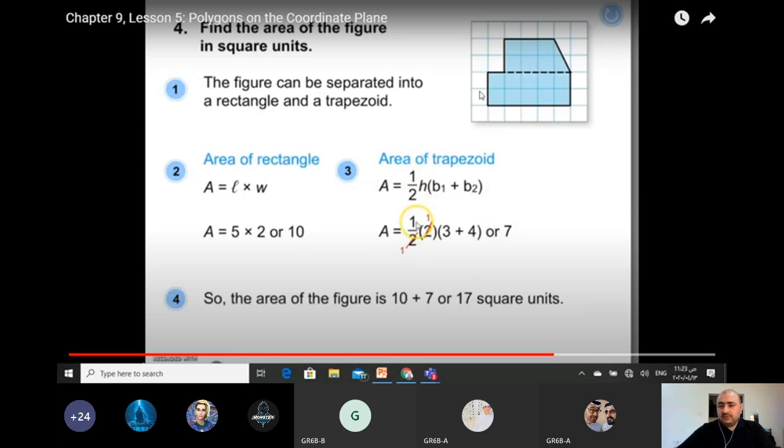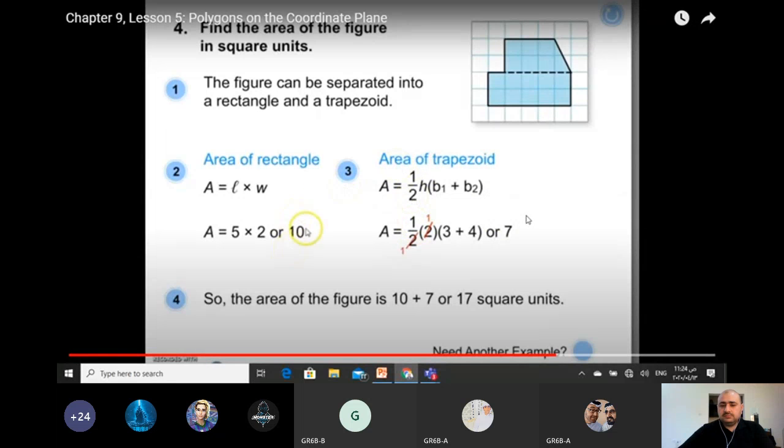In the next figure, we have a rectangle. As you know, to solve the area of a rectangle, use this formula: A equals length times width. This is the length, 1, 2, 3, 4, 5. So write here 5. And the width, 1, 2. So write here 2. 5 times 2 will be 10. So the area here will be 7, and the area here will be 10. To know the whole area, add the first area to the second area. So we can write 10 plus 7 equals 17 square units.